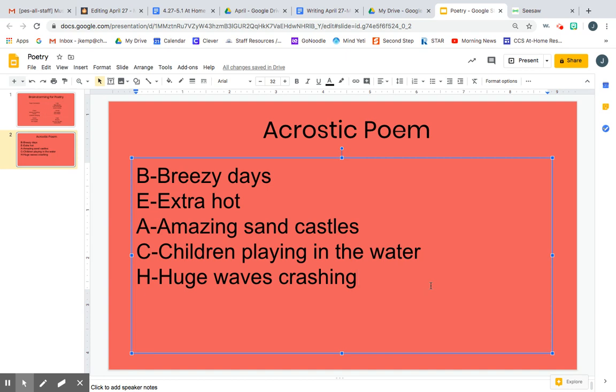Now it's your turn to make one, and you are going to make one about spring. So go ahead on to Seesaw and get started.